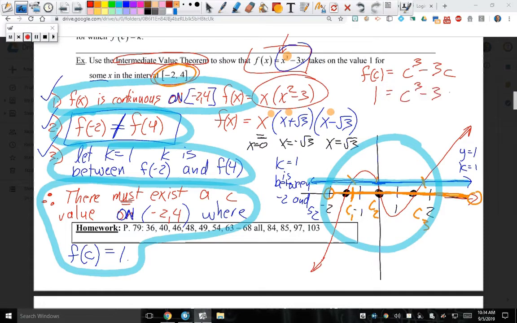And all we're going to do now is what? Solve for c. So we'll say 0 is equal to c cubed minus 3c minus 1. And you're probably thinking to yourself, how do we factor this? How do we factor something that looks like that without the calculator? So it's been a minute. Let's go back a little bit to pre-cal.